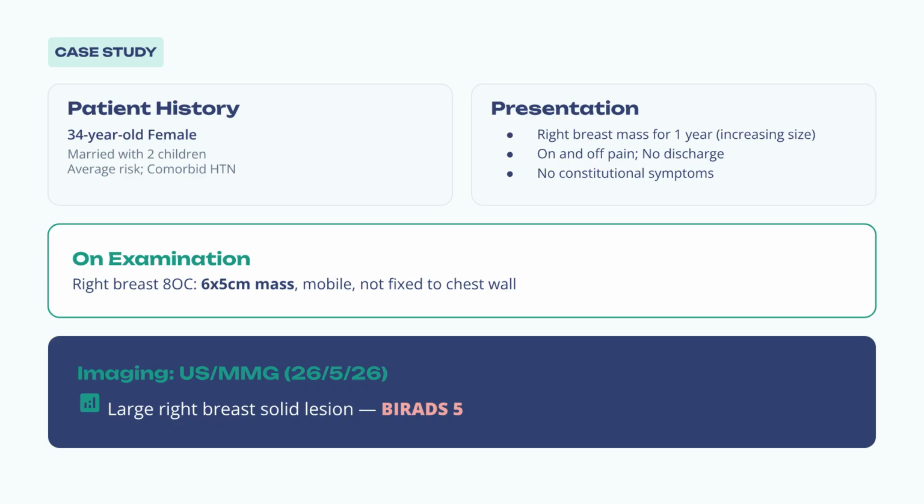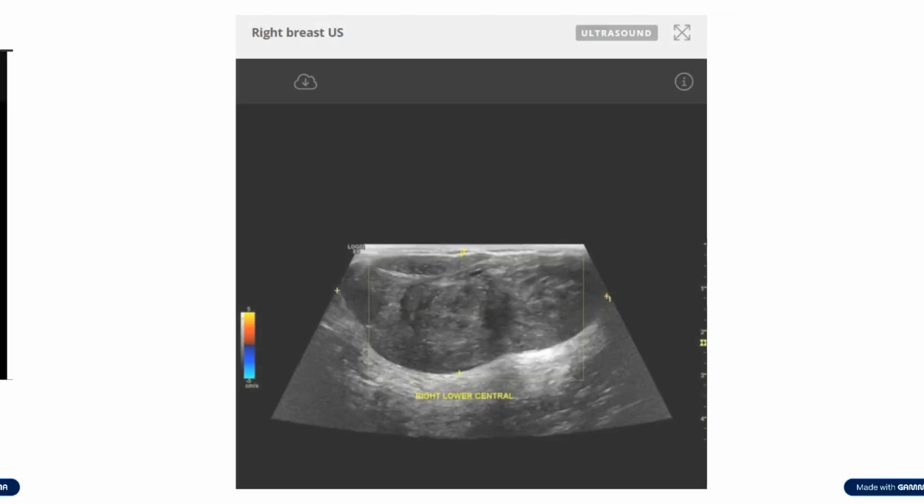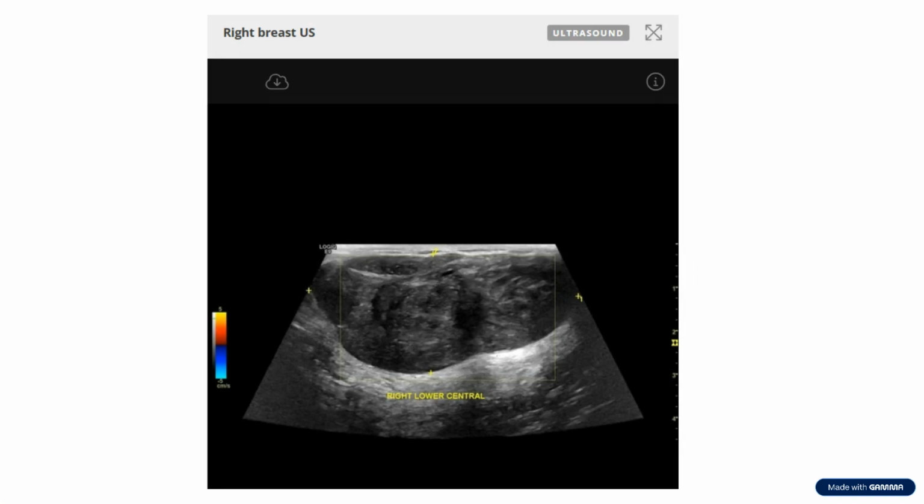The clinical and imaging findings currently point to a BI-RADS 5 classification, necessitating further evaluation. The mammography shows heterogeneously dense breast tissue with a large, encapsulated, circumscribed lesion in the right lower central region. The ultrasound confirms a large, well-defined, oval-shaped hypoechoic lesion with mild cystic changes, measuring approximately 6 by 3 centimeters.